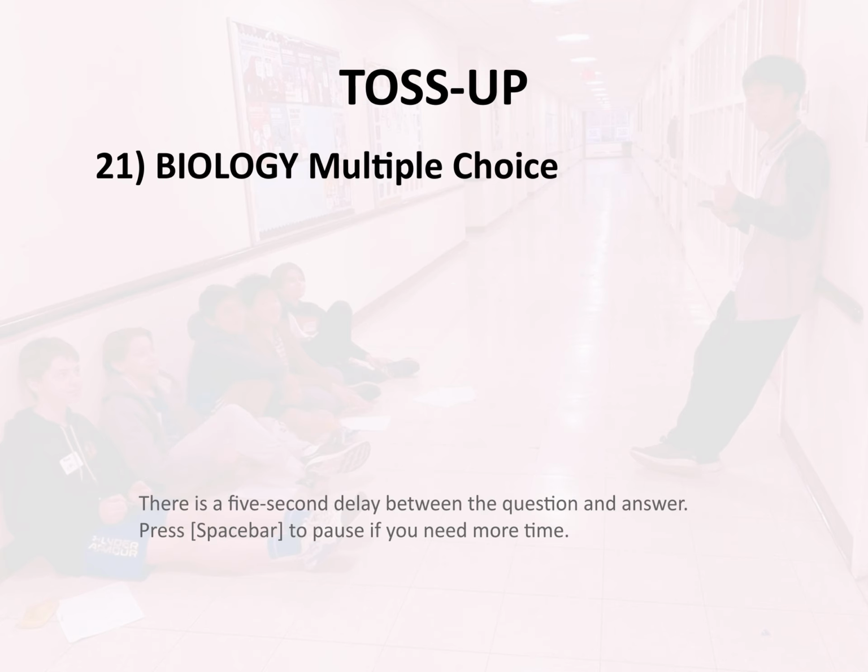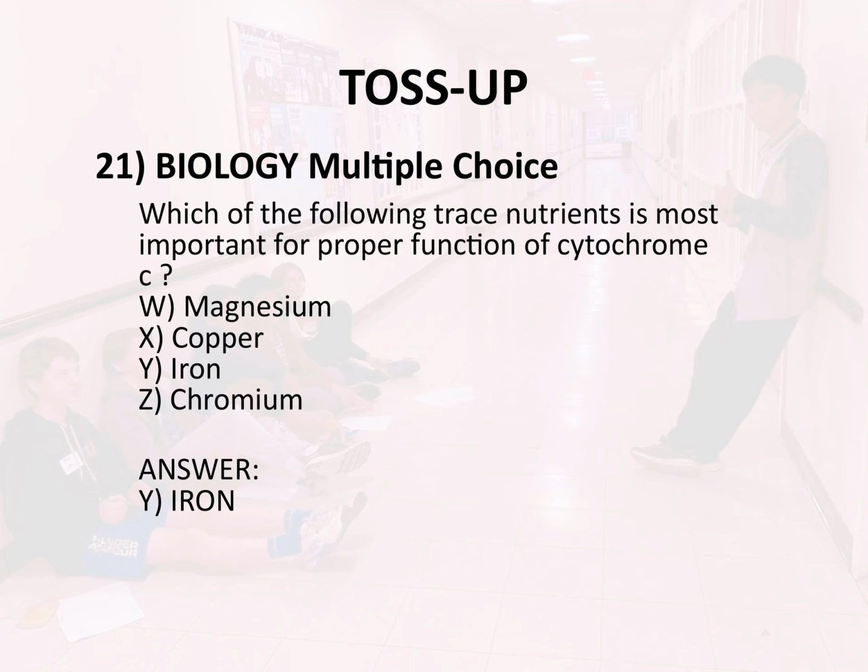Toss-up, 21. Biology. Multiple choice. Which of the following trace nutrients is most important for proper function of cytochrome C? W. Magnesium. X. Copper. Y. Iron. Z. Chromium. Answer. Y. Iron.